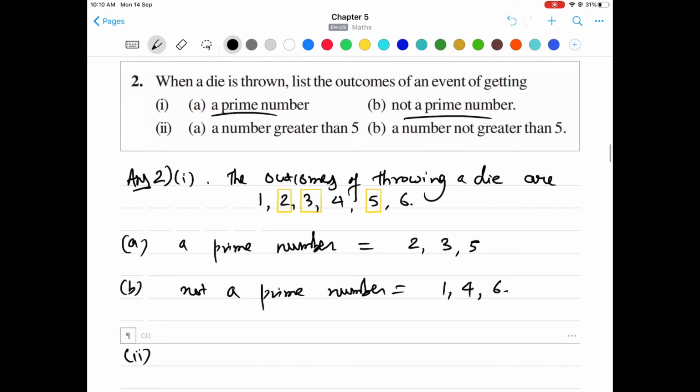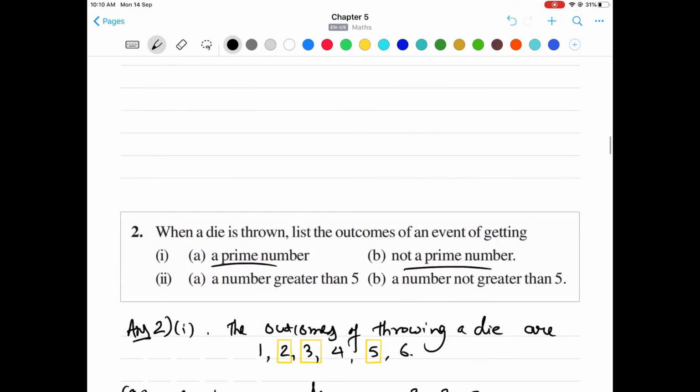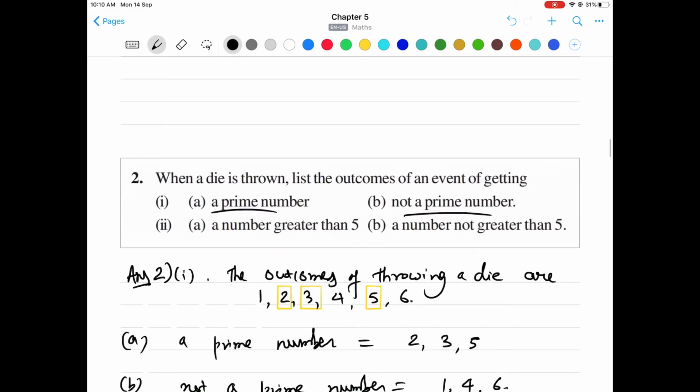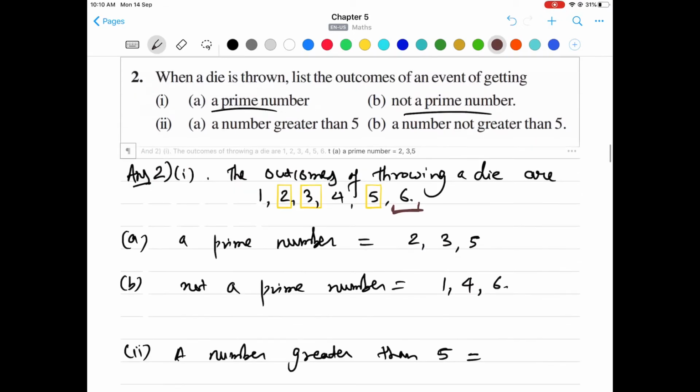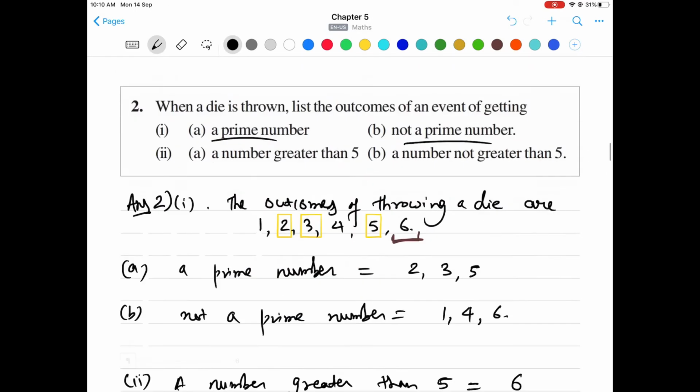Okay, now come to the second part. It says a number greater than 5. A number greater than 5 is, you can see now, only this 6. So we'll write the outcome is 6.